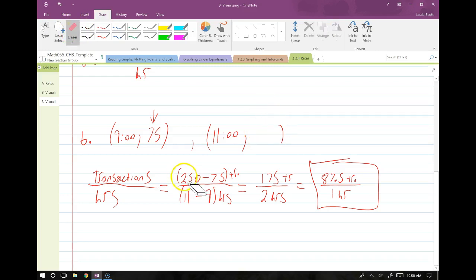Okay, so the 75 stays. We turn this 250 into a 225. So all these calculations are a little bit different. Now, 225 minus 75 gives me 150. That's looking a little closer to what I thought it was. Now when we divide 150 over 2, we get 75. We get 75 transactions per hour, and that's more like it.